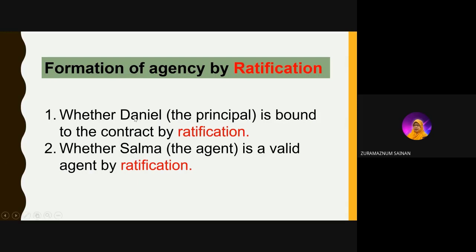And then Daniel tadi NB Computers nak sue dia kan. So dia bound ke tak? Tapi main law-nya pasal ratification. Nanti katakanlah kalau the question is about agency by emergency, so you tukar kat sini je dengan tukar nama. Faham tu? Whether Daniel, mungkin dalam soalan tu katakan Ahmad pula. Whether Ahmad, the principal, is bound to the contract by emergency. Whether Kamil, the agent, is a valid agent by emergency. Itu saya kata standard issue tu. Jadi you ingat yang ni je cara nak tulis isu dia. Cumanya make sure you got the correct law.